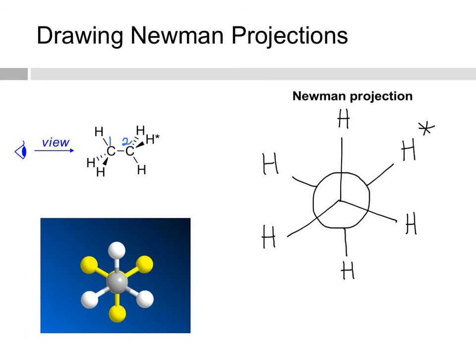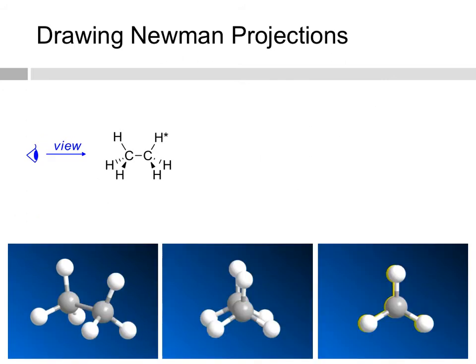And this is how you draw a staggered conformer using a Newman projection. Similarly, we can do the same thing for an eclipsed Newman projection. So remember, it's eclipsed if the hydrogens are eclipsing each other, that is, they're directly one behind the other. So these two are eclipsing, these two are eclipsing, these two are eclipsing.